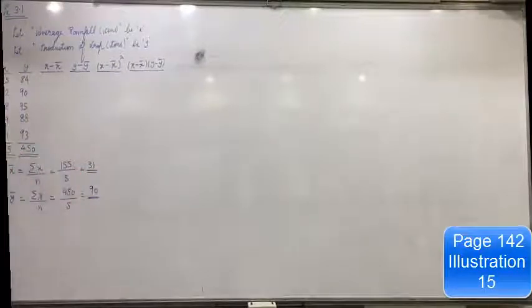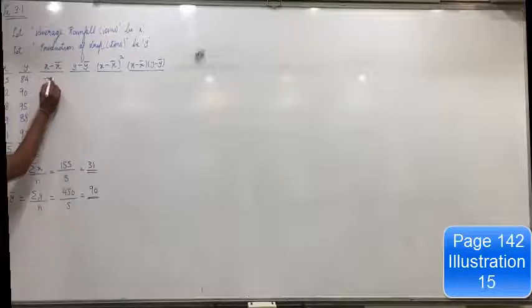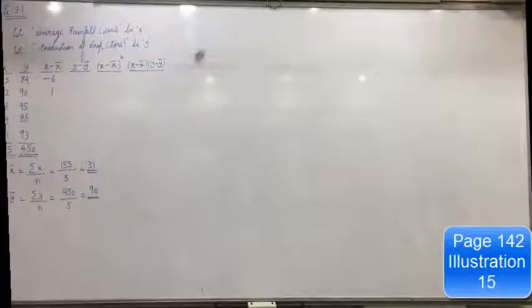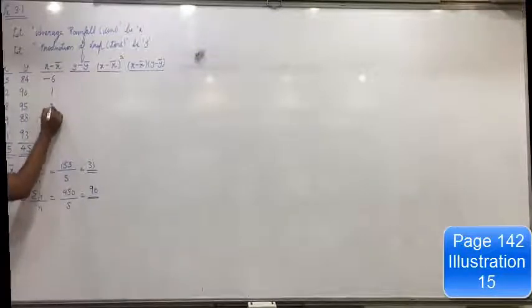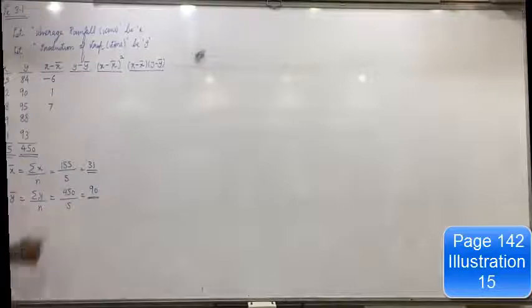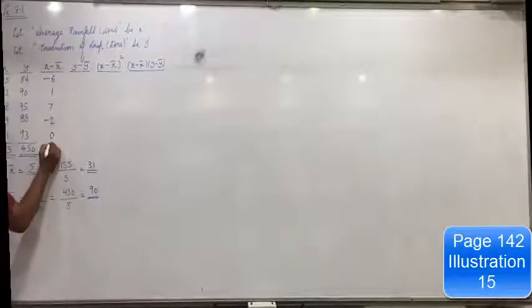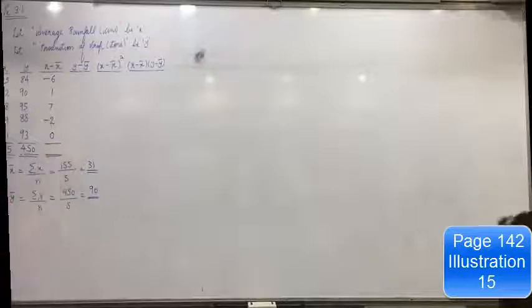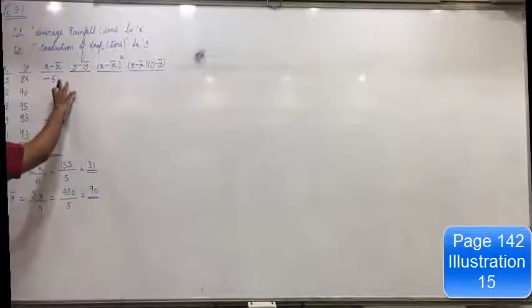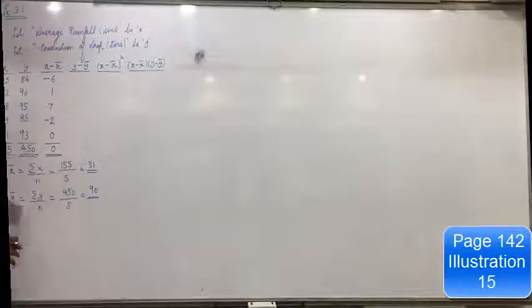Sumana, tell me X minus X bar. 25 minus 31 is minus 6. 32 minus 31 is 1. 38 minus 31 is 7. 29 minus 31 is minus 2. 31 minus 31 is 0. The total must come 0, but don't directly write it, you must check whether it comes 0 or not. Like here negative is 8, positive is also 8, so 0.